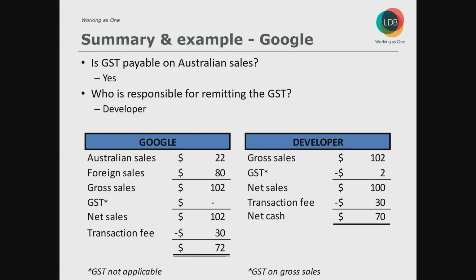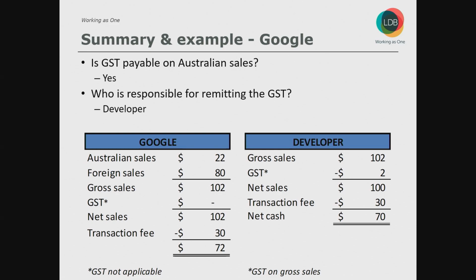Practically speaking, due to the agency relationship, Google will collect the physical cash for you on your behalf, and they will pay your relevant share of the net income, net of their transaction fee. So in the situation where there's $102 of gross sales, they will collect that for you. You would be required to remit 1/11 of the Australian sales, being $2. And then after that GST has been remitted to the ATO, the developer will retain cash of $70, which is the amount that Google will transfer you.